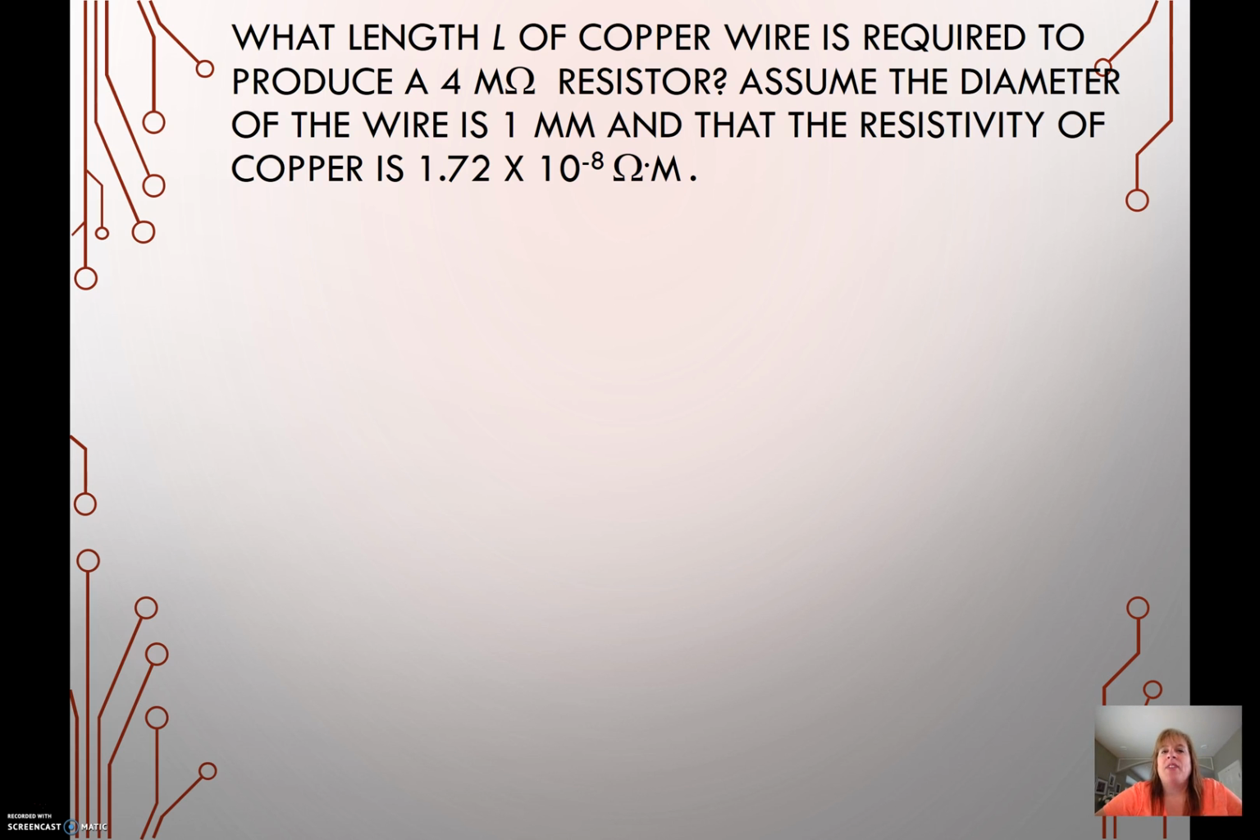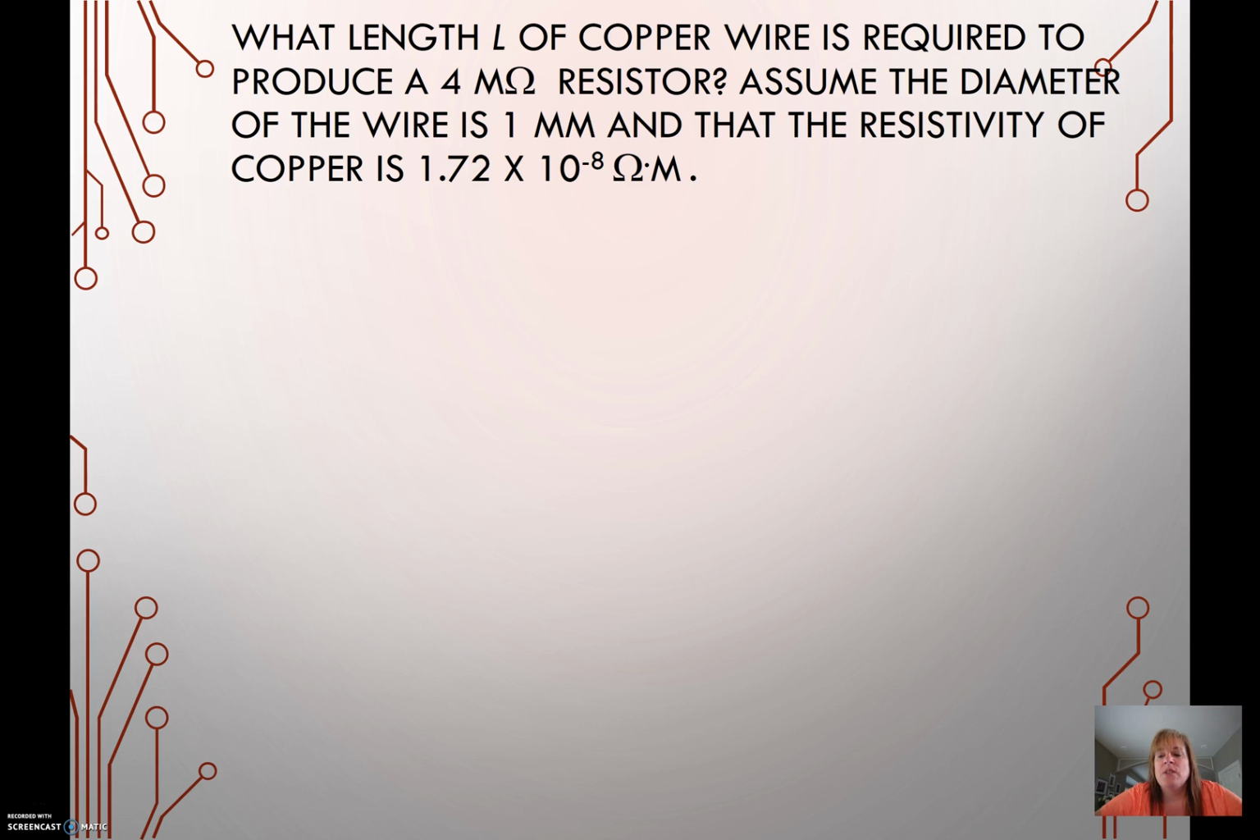So let's do some math here. What length of copper wire is required to produce a 4 milliohm, oh, that should be a little m, not a big M, that's not mega ohm, milliohm resistor. Assume the diameter of the wire is 1 millimeter and the resistivity of copper is 1.72 times 10 to the negative 8 ohm meters. Well, what do we got to do first? We know what the resistance is. We have a diameter of 1 millimeter. We want to find length.